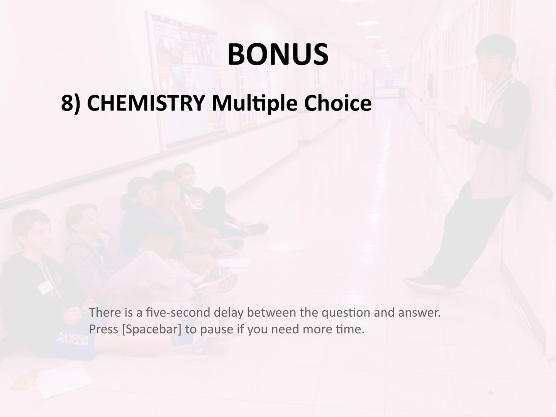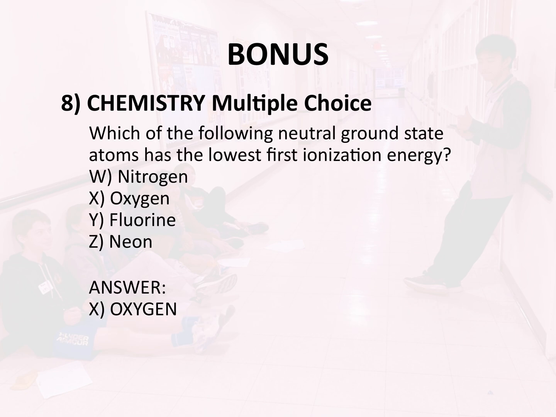Bonus 8. Chemistry. Multiple choice. Which of the following neutral ground state atoms has the lowest first ionization energy? W. Nitrogen. X. Oxygen. Y. Fluorine. Z. Neon. Answer. X. Oxygen.